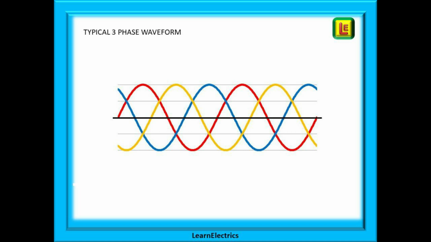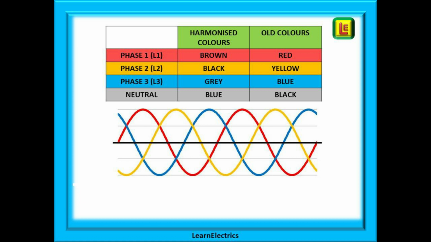Here is the typical three-phase waveform that everyone recognises. The harmonised cable colours for the phases and neutral are shown here. New installations should be wired with phases L1, L2, L3 coloured brown, black, grey in sequence, with the neutral cable coloured blue, plus the earth of course.